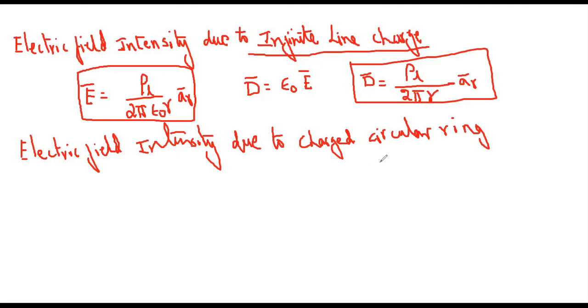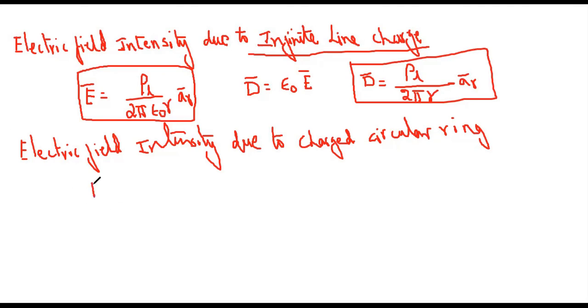What is the electric field intensity due to the circular ring? The circular ring means a small differential length we are assuming on the circle. That is also the DL only. In this, the R component is eliminated. In the previous infinite line, the Z component was eliminated. Now we are finding the electric field intensity due to the charged circular ring.